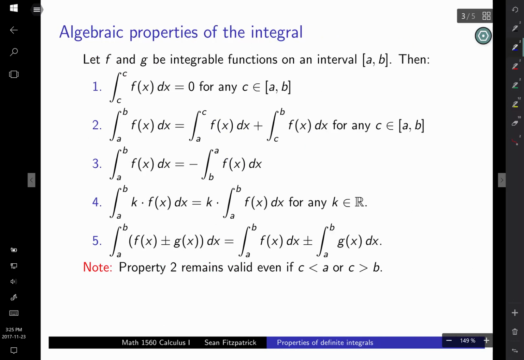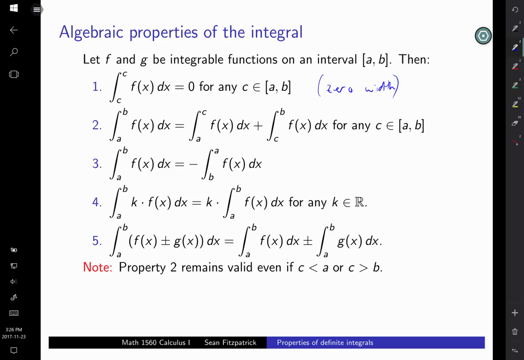Well, there are a number of nice algebraic properties satisfied by the integral. Now the first one just says that if the two endpoints are the same, then the integral is 0. Well, that makes sense, right? Because if the two endpoints are the same, then you're basically dealing with a rectangle of 0 width. If you think in terms of area, if the width is 0, the area is 0.